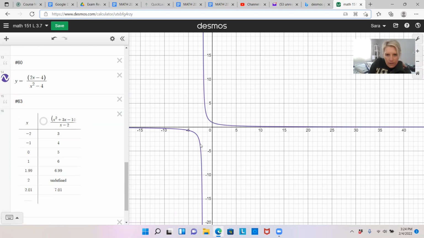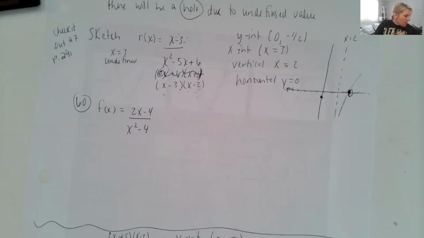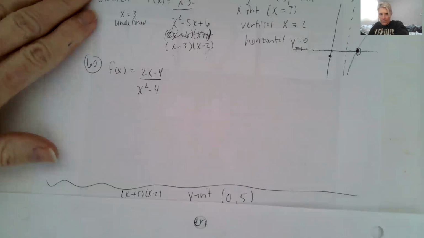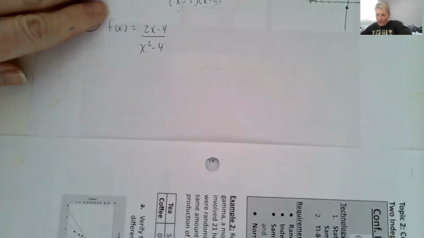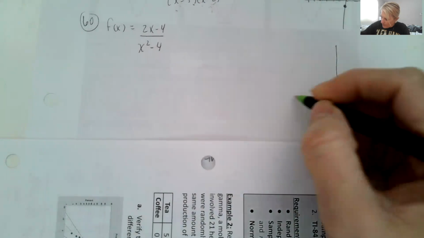So it looks like we've got an asymptote going both ways. So there's vertical and horizontal. And okay, let's just check it out on paper here. Use it with what we already have. Okay, so we're going to draw a picture here.